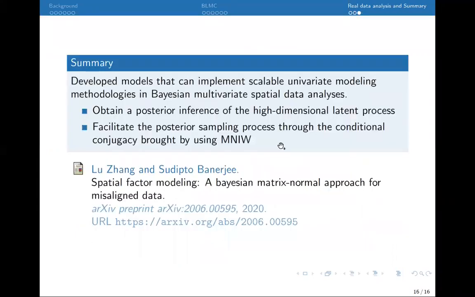So in summary, we provide a model that can implement scalable multivariate modeling methodologies in Bayesian multivariate spatial data analysis. Our methodology features obtaining posterior inference of the high-dimensional latent process, and we facilitate the posterior sampling process through the conditional conjugacy brought by using the matrix normal Inverse-Wishart.